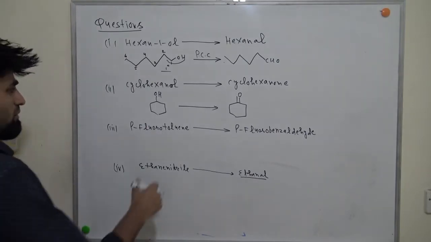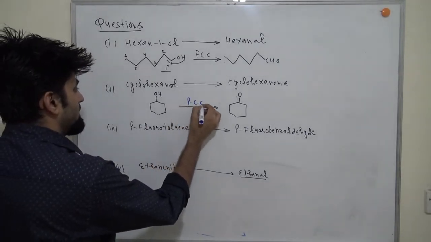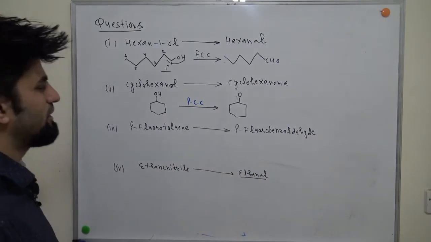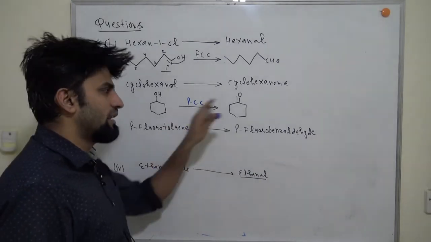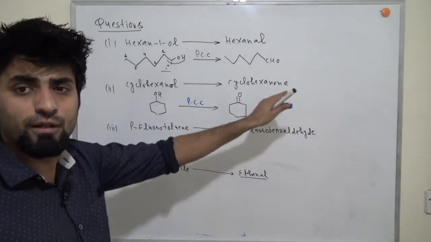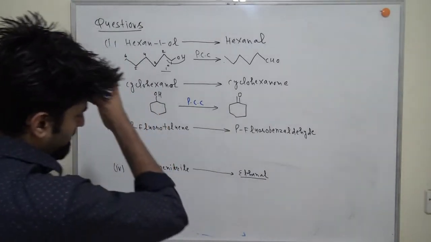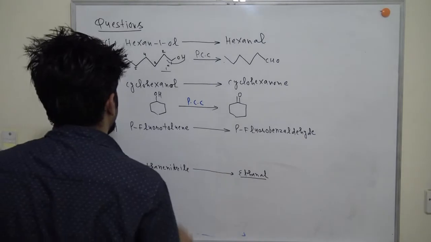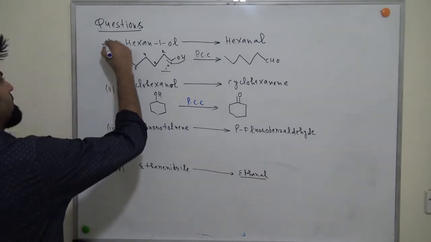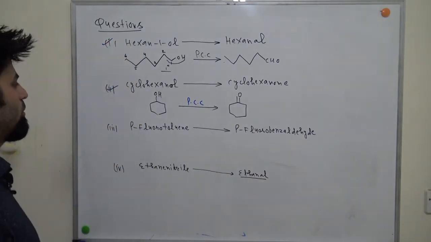Again, either you use PCC or you can use even a strong oxidizing agent under mild condition. Further oxidation of ketone is not that easy. You require elevated temperature with a strong oxidizing agent, right? So yes, PCC, PDC, CrO3, right? So this is my first question, this is my second question. Now what is my third question?